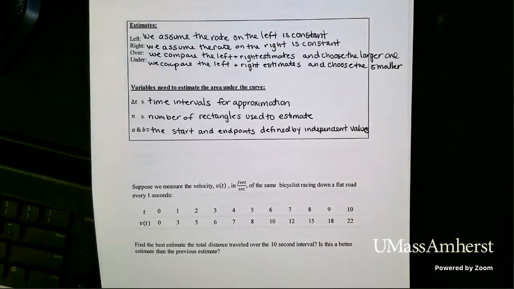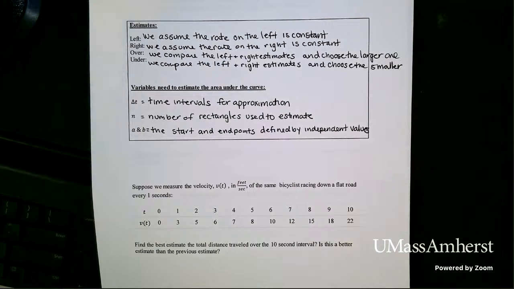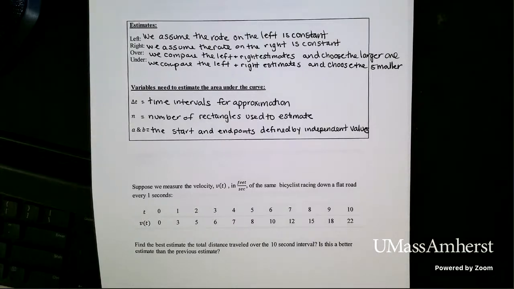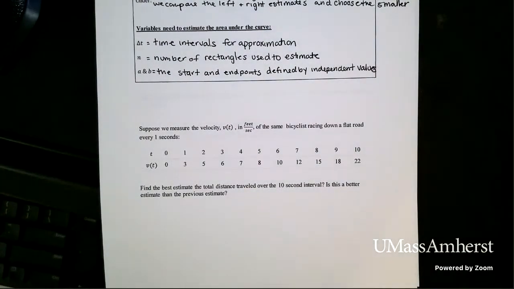Okay, and then so far, we know that delta t is our time interval that we're using for our approximation, so how we're counting in our independent variable. N is the number of rectangles that we're using to estimate, and A and B are the start and end points, which are defined by the independent variables and values. Okay, so let's consider the example we just looked at.